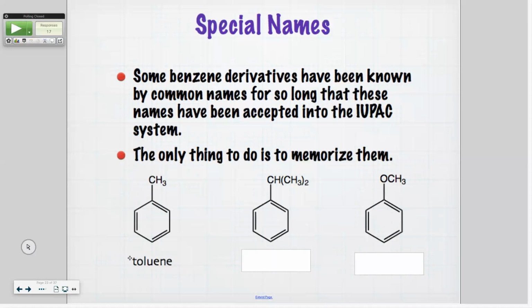All right, look at this one. What is that group up there? You remember? It's an isopropyl. Isopropylbenzene is called cumene. Cumene. I have no idea how they came up with those names. This looks like methoxybenzene, but it is called anisole. Anisole. The only thing to do is memorize them.